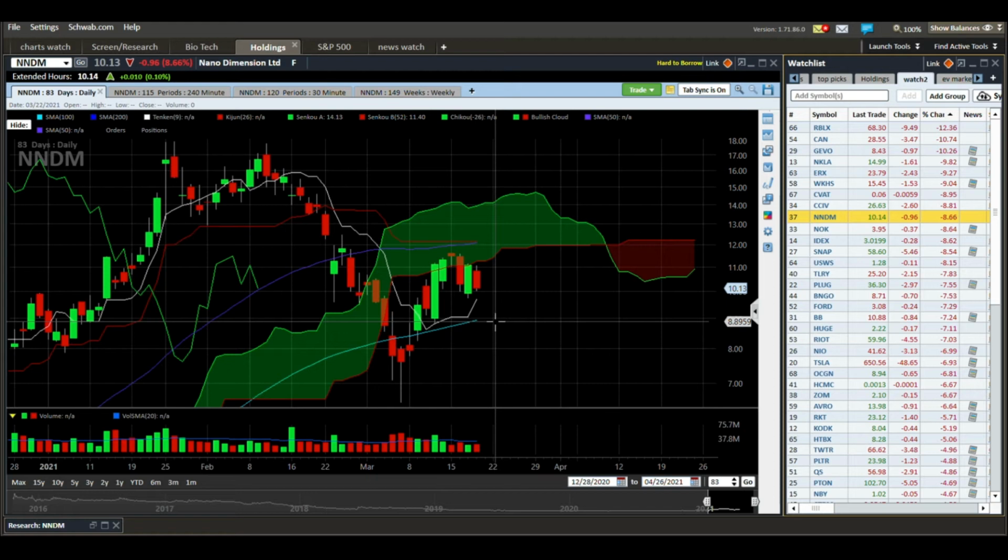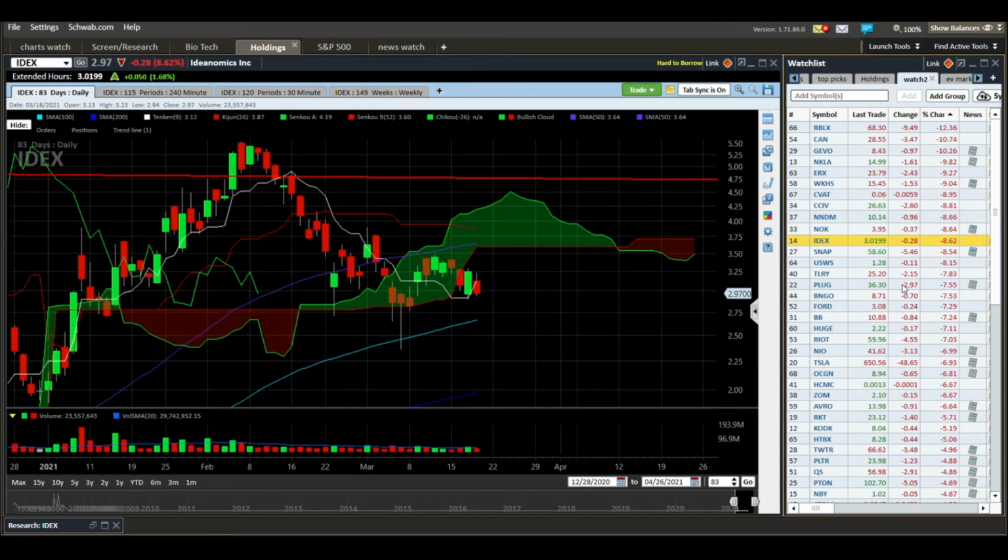Let's see, IDEX, same kind of thing here. Possible selling momentum to pick up. Let's drop below the Kijun-sen here. Kijun-sen was starting to curve up. You know, this stock was trying to, we were testing this resistance right here. Remember what I said about flat areas of the cloud? Okay, we're under the cloud, we're bearish.